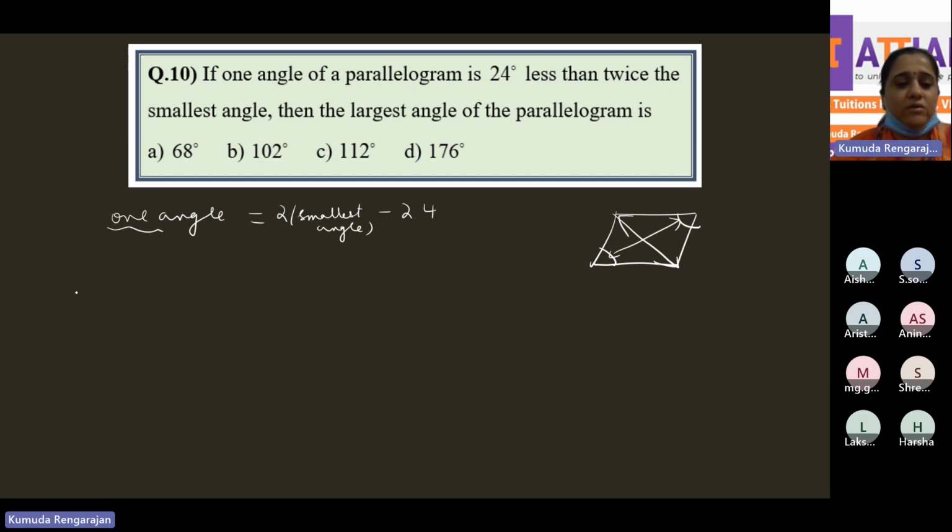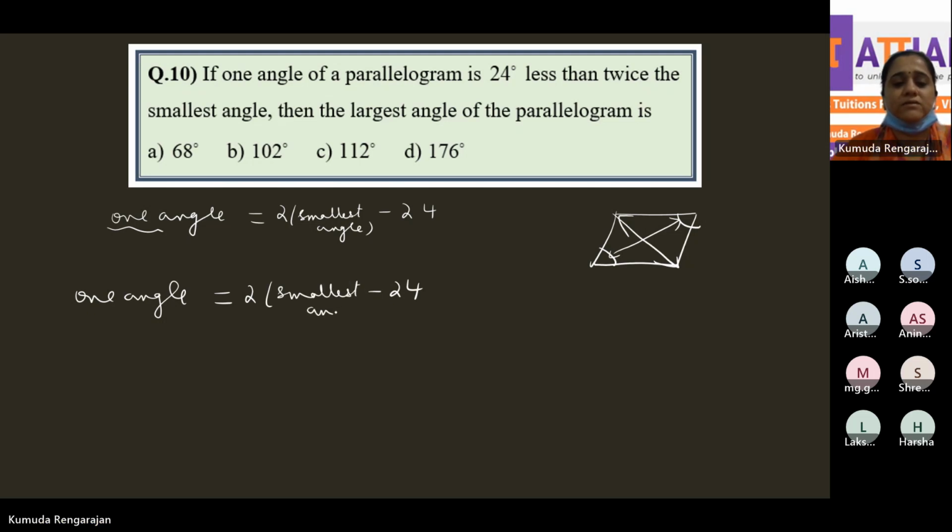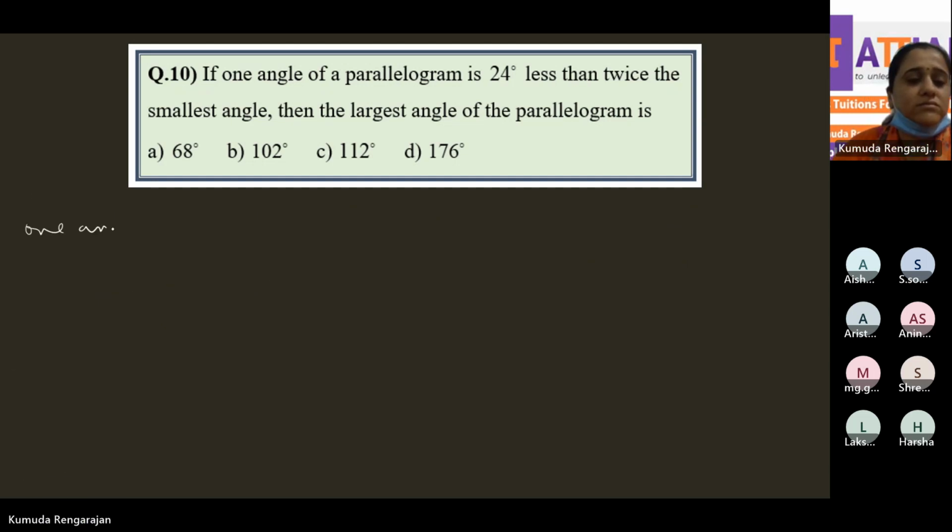See, whatever is given there, one angle is equal to 24 less than twice the smallest angle. 24 less than means minus 24. Twice the smallest angle means 2 times the smallest angle. This is what is given.